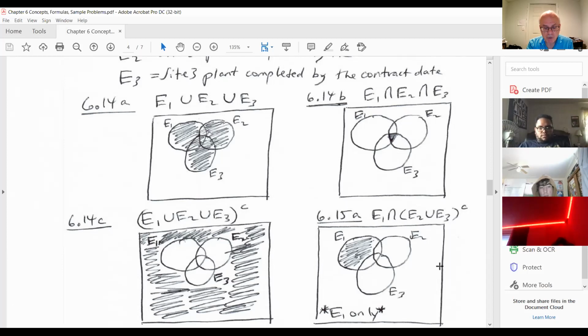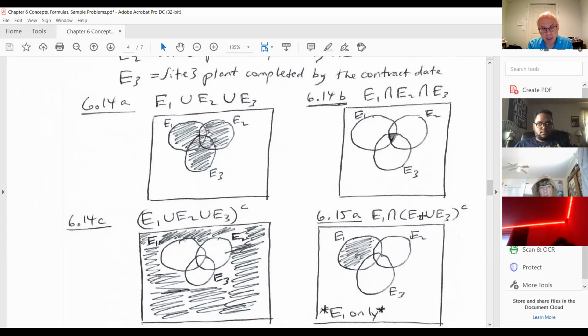And 15 is just asking some additional questions. It's saying only the plant at site 1 is completed by the contract date. Notice it says only the plant at site 1. That would be shaded the E1 here, but not where it intersects with E2 and E3. Because it's only E1 that's being done here. And notice the way I did the sets here.